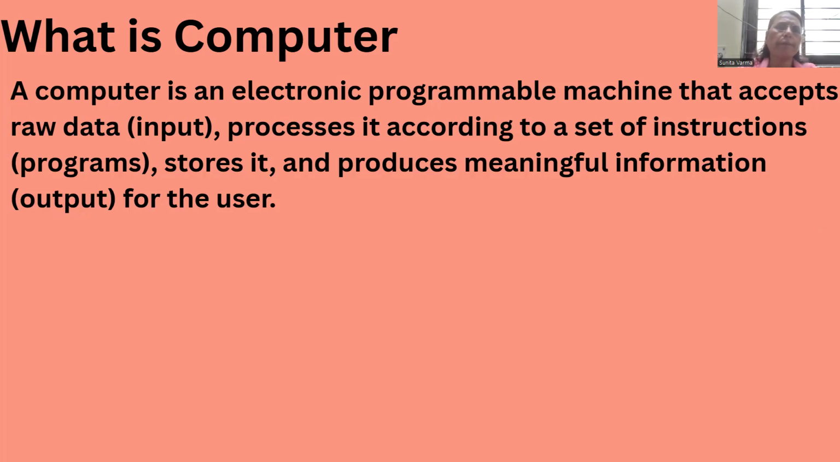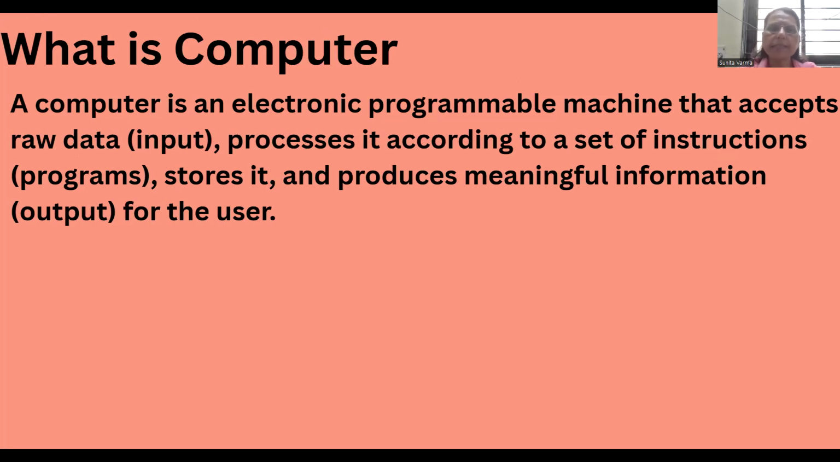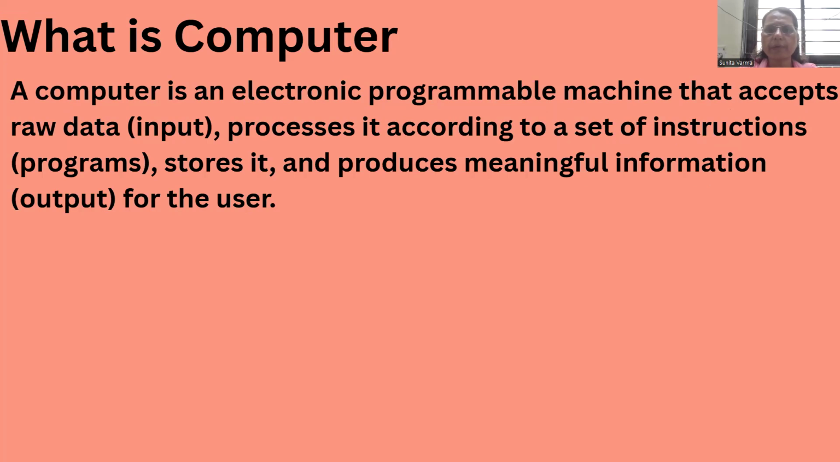A computer is an electronic programmable machine that accepts input in the form of raw data. That data is processed according to the instructions, which we generally call the program, written by the user. These instructions are stored in the memory, and from the memory, they are used for processing the data, and the final output is available to the user.